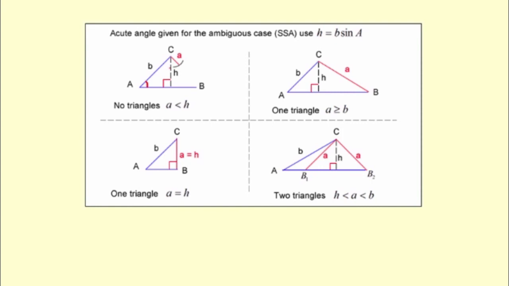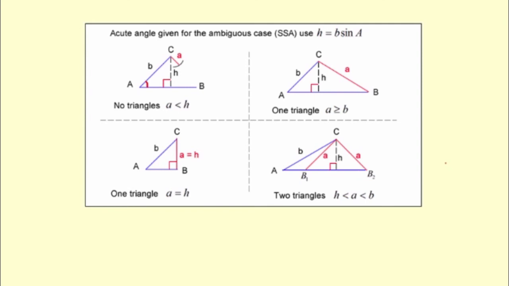If the given side a is less than the height, which is h equals b sine of angle A, no triangles can be formed. If the side opposite the given angle is longer than the other side, one triangle can be formed. If the side opposite equals the height, then you form a right triangle. However, if the side opposite is greater than the height but less than side b, then you have two triangles that can be formed. And you can see how that works. You would have this tiny triangle here, and then you'd have a larger triangle for B2.